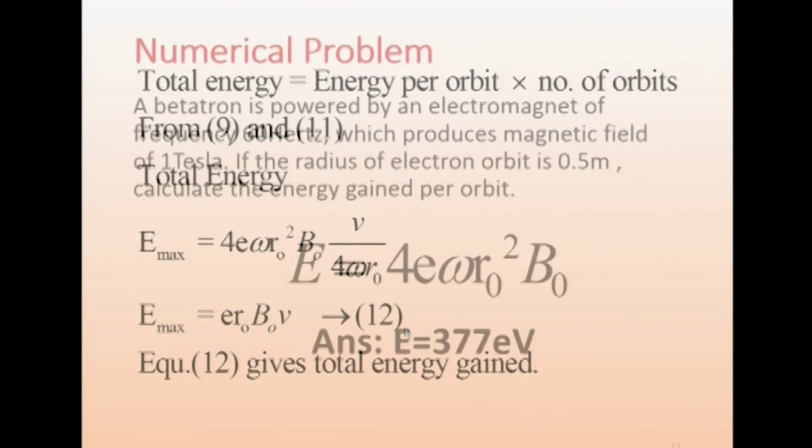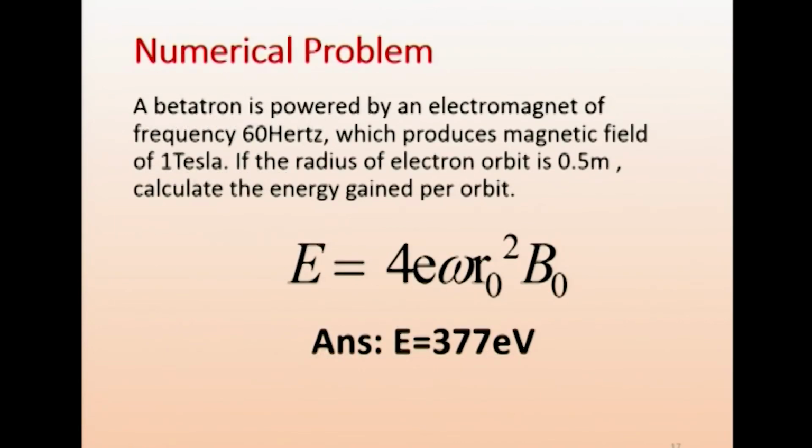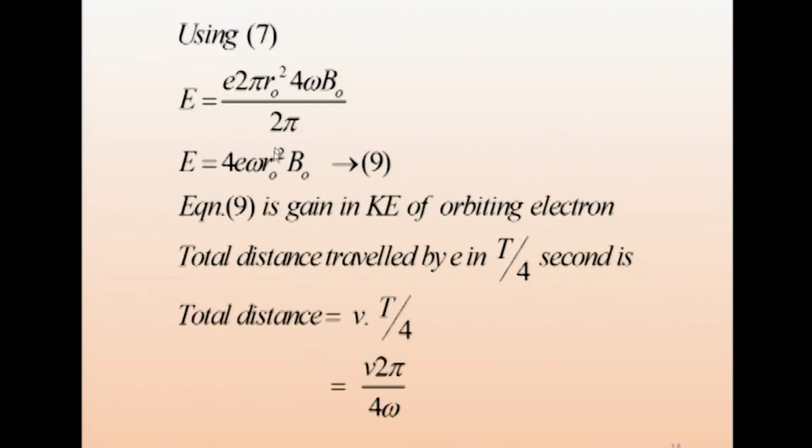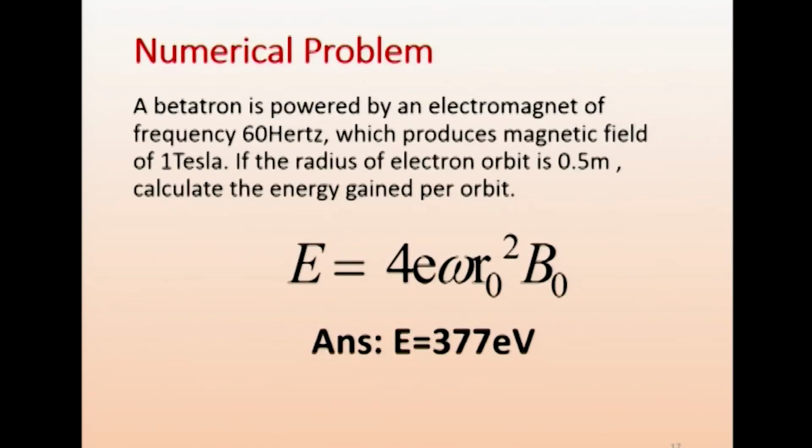Based on this, you can try a numerical problem. This part is the energy gained in one orbit, and if you multiply it by the number of orbits, I will get the total energy. So, the energy gained in one orbit was equation 9, I think it is 9, we will just go back and see. See this one, equation 9, 4e omega r naught squared b 0, that gives the energy of one orbit. This is the expression we are writing.